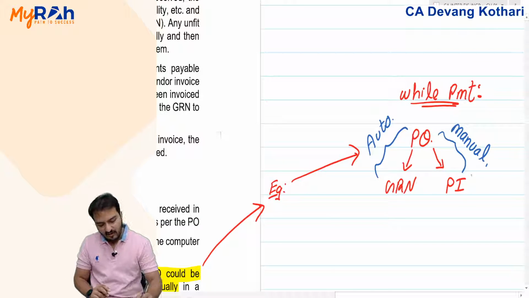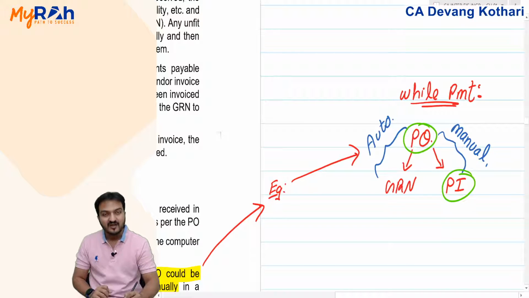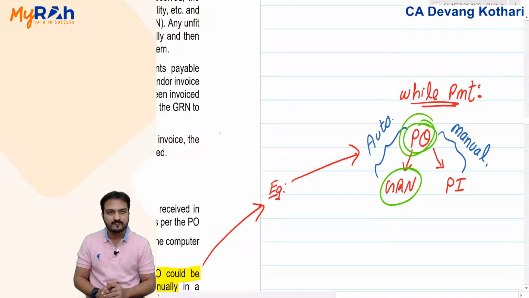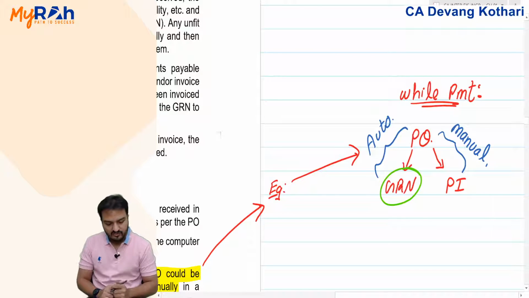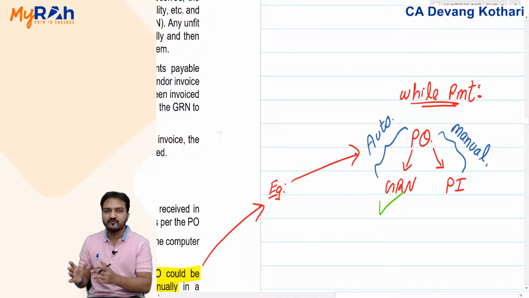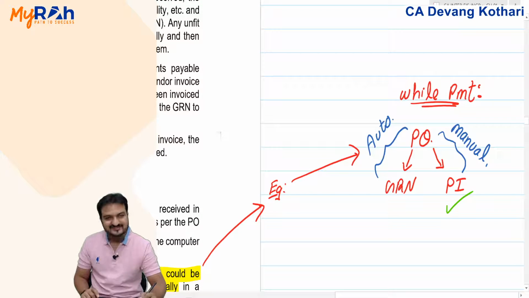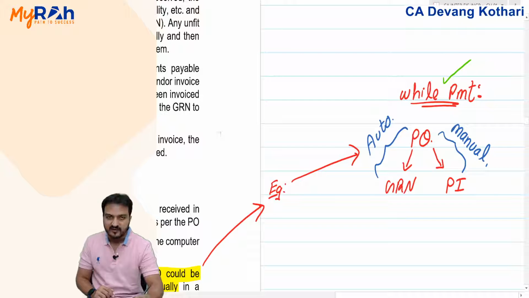But the amount written in the purchase invoice should match the purchase order, and the quantity written in the purchase order should match the GRN. In other words, payment will be done only if the goods are received, the actual physical delivery of the goods has happened, and the purchase invoice coming from the supplier shows the same amount as the purchase order. Then yes, payment will be done.